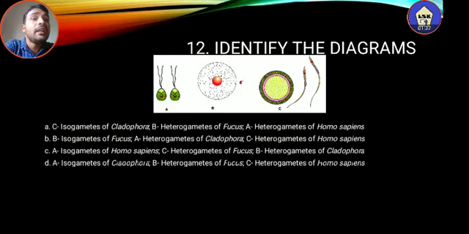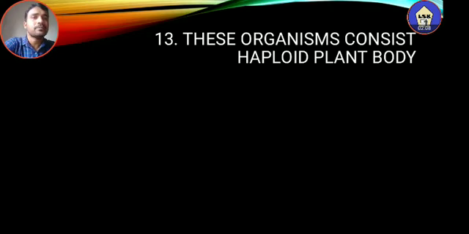Option B, heterogametes are given, so that is wrong. Option C, A represents the isogametes of Homo sapiens, that is wrong. In option D, A is represented by isogametes of Cladophora, so that should be the right answer. Option D is the right answer to question number 12. B represents heterogametes of Fucus, which is an alga, and heterogametes of Homo sapiens are given in diagram C.